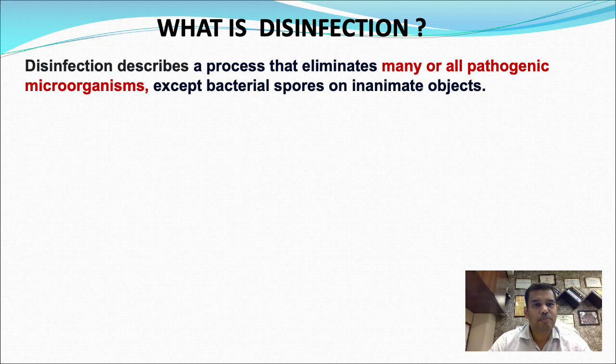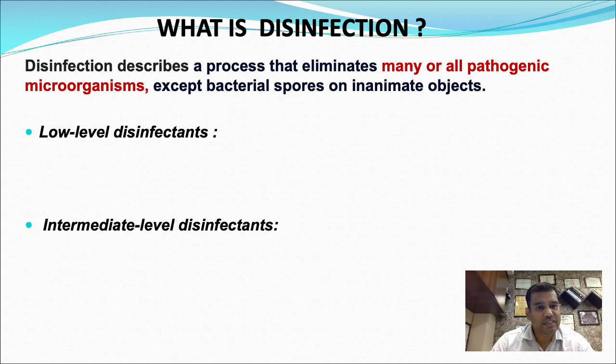Disinfection is described as a process that eliminates many or all pathogenic microorganisms. Mind it, it is all pathogenic organisms except the bacterial spores, on inanimate objects, on inanimate surfaces. It can be of three types: low level disinfection, intermediate level disinfection, and high level disinfection. So what are the differences between these three types of disinfection?